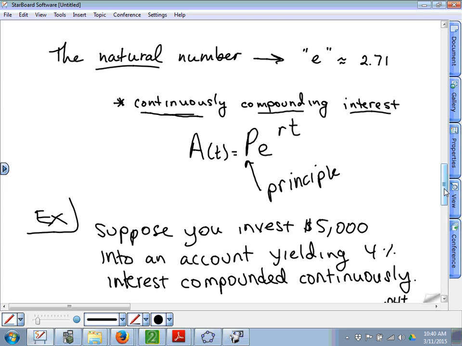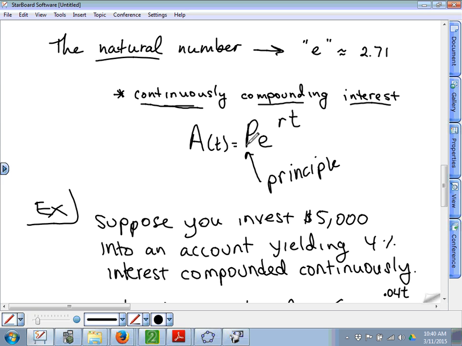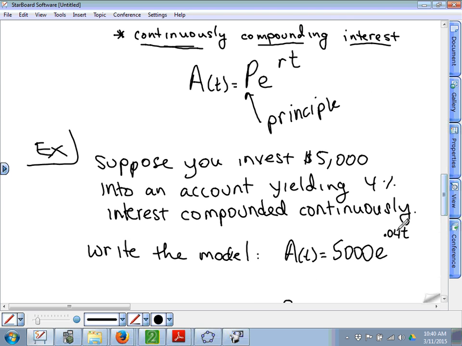Suppose you invest $5,000 into an account yielding 4% interest compounded continuously. What's the model? First of all, what's the model? What's P going to be in this case? 5,000. What's R? So how do you write that? Okay, so here's the model: 5,000 e to the 0.04 times t. Right?